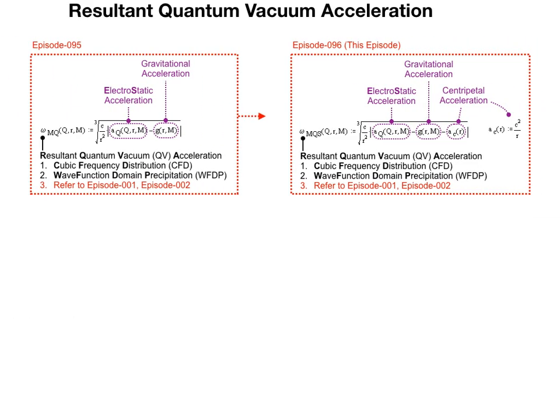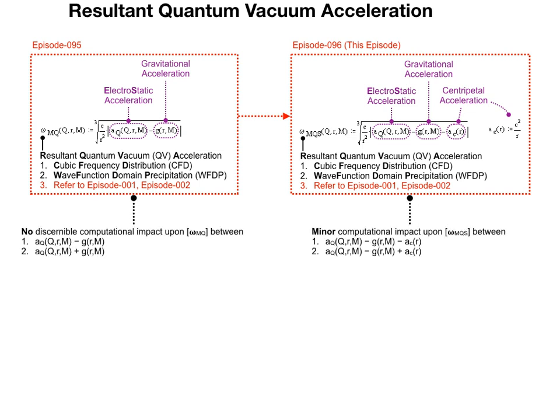The special qualities exhibited by the resultant quantum vacuum acceleration appear on screen. We can see from episode 95 that the direction of the gravitational acceleration vector has no discernible computational impact upon the cubic frequency distribution associated with the quantum vacuum. However, the same cannot be said for the inclusion of the centripetal acceleration vector. We determined that a minor computational impact exists upon the cubic frequency distribution associated with the quantum vacuum, and we shall explore this on the next slide.